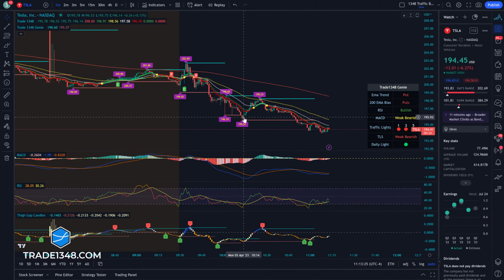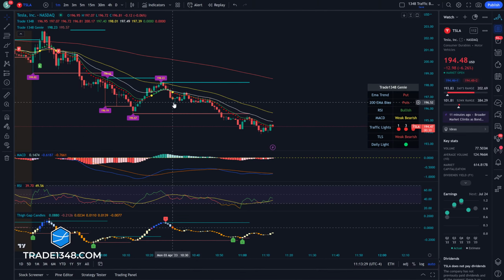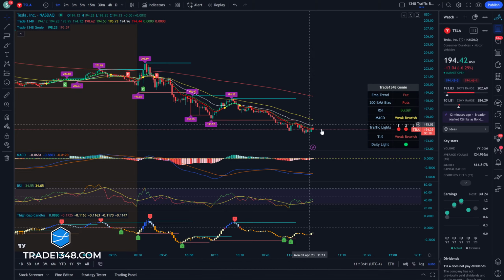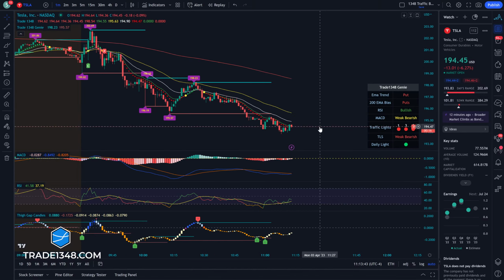Then it gave you another traffic light and paid. Then it brought you back up to a level and paid. Then it gave you another traffic light and paid. This is easy stuff, guys. As long as you respect traffic lights and levels, you should be done. Okay, Tesla just making all kinds of money.